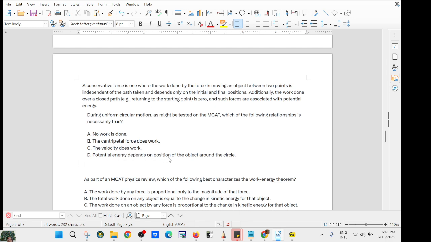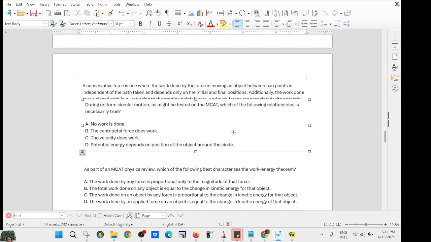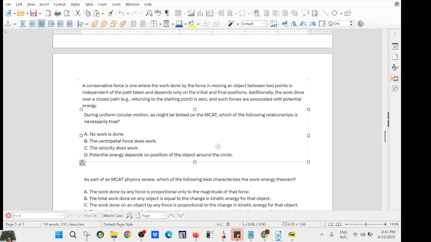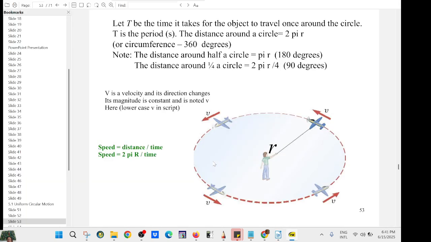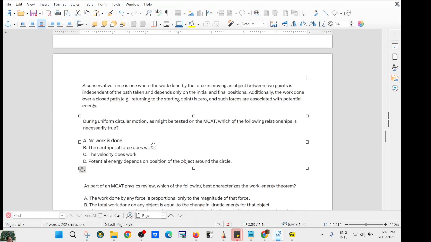Potential energy depends on the position. We don't know about the situation here. We don't know which type of motion it is. So if it's a horizontal motion, here potential energy will not change, right? And we don't know what potential energy you are talking about. So that's not true. So A is true.